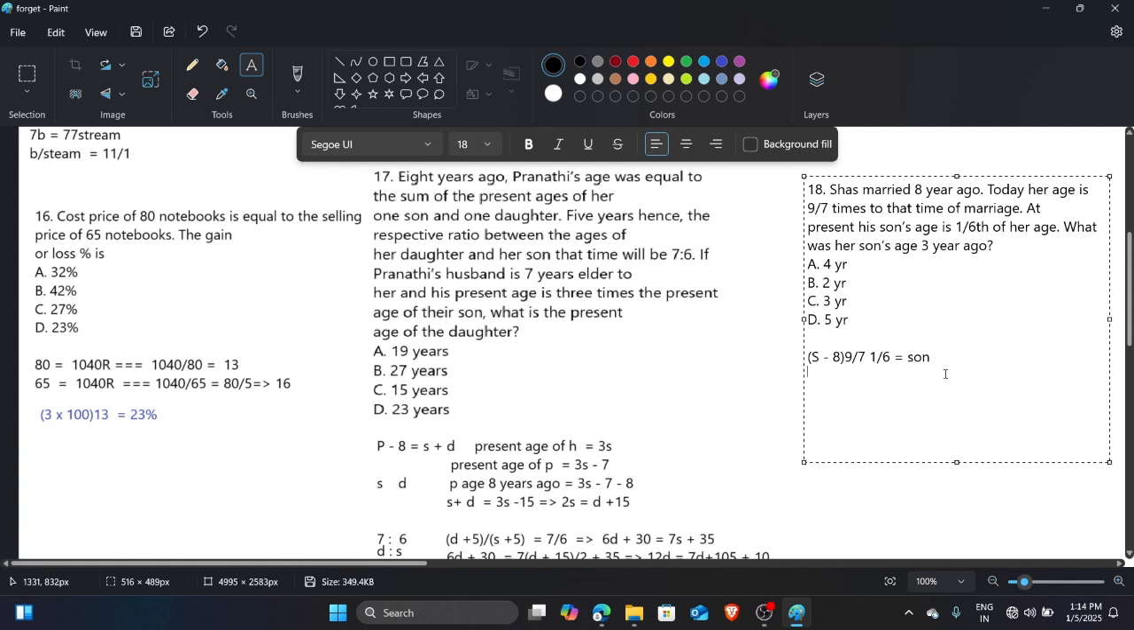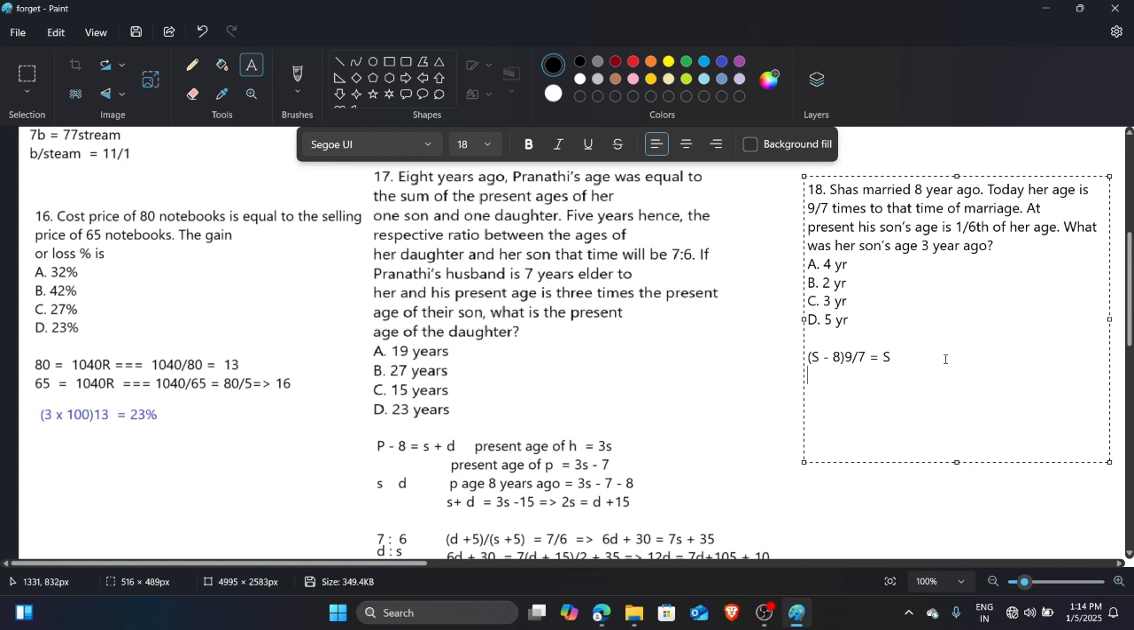So we try to solve this equation. This is the son's age. Sas married 8 years ago. Today her age is 9 by 7 times her age at the time of marriage. So suppose her present age is s. Somehow we solve this equation and we get the value of it.